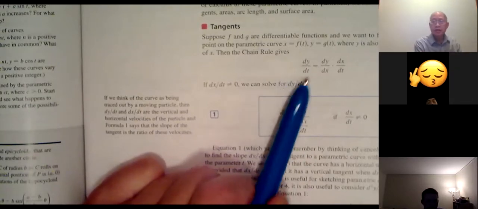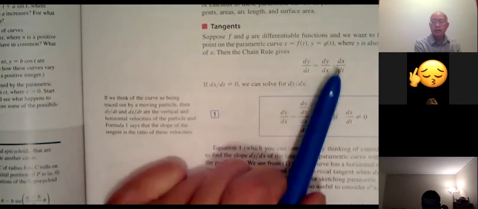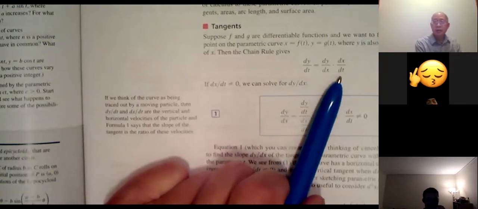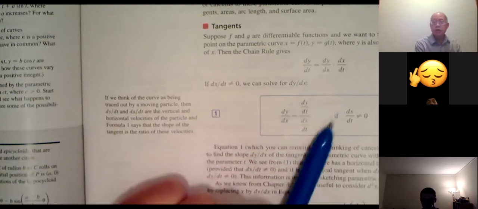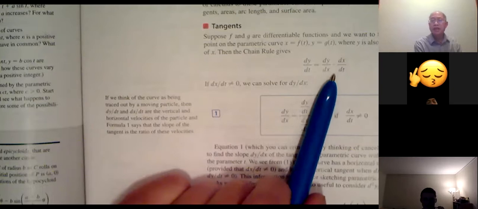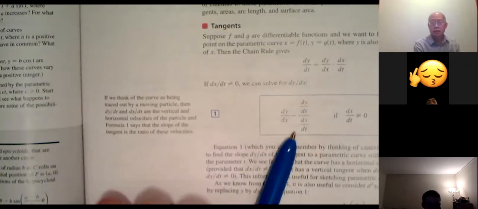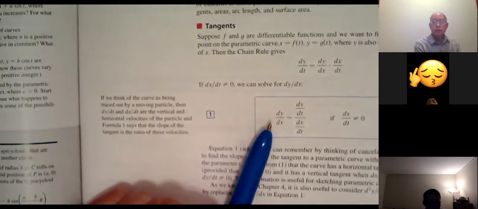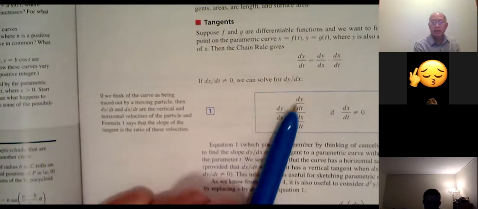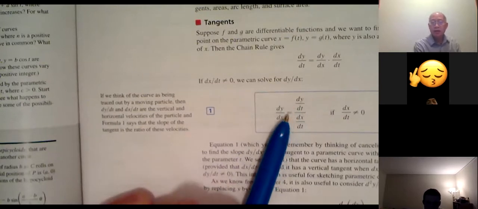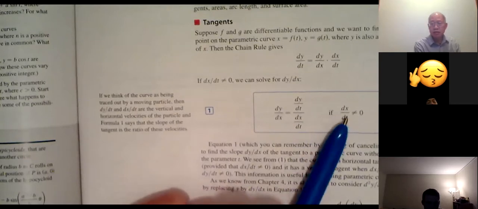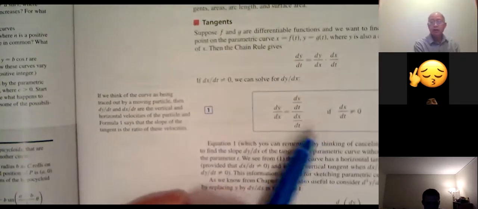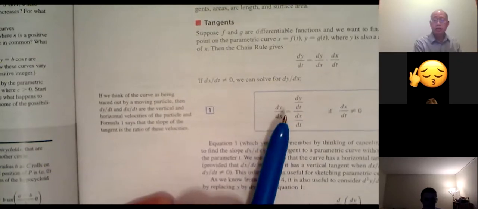dy/dt can be thought of as dy/dx times dx/dt. Okay, and it kind of looks like you can cancel out the dx's, right? If you divide both sides by dx/dt, it looks like this. So dy/dx is dy/dt divided by dx/dt, provided that the denominator dx/dt is not 0. And you can put this on your next formula sheet if you want.